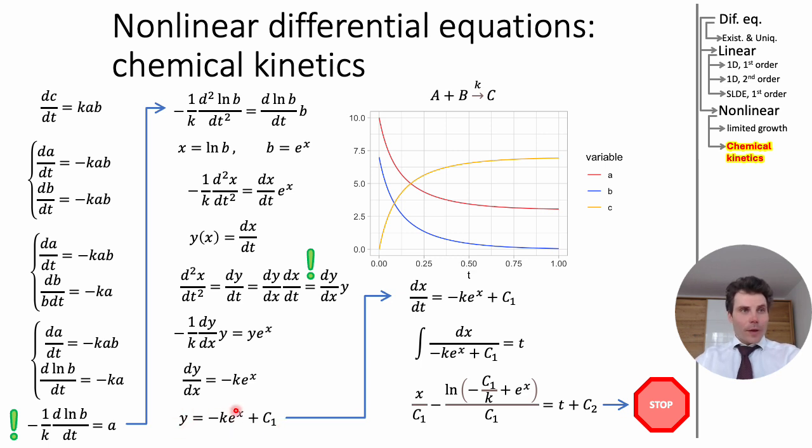We now recall that y of x is dx over dt, and we derive from this equation that dx over dt equals negative k times e to the power x plus c1. And we integrate this equation too, just the same as we did with the limited growth equation. We divide both parts of the equation by the right-hand part and multiply by dt. We integrate, and we find out that x, which is the logarithm of b, and t, which is the original unknown variable, are linked together with this algebraic formula. It involves t, x itself, and certain logarithms.